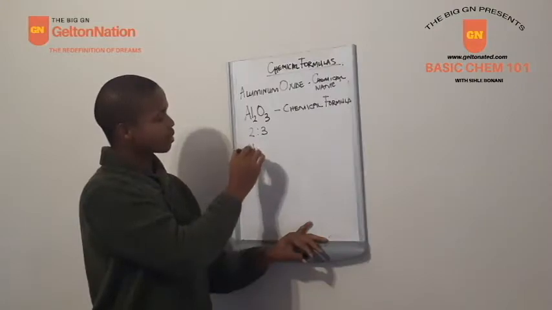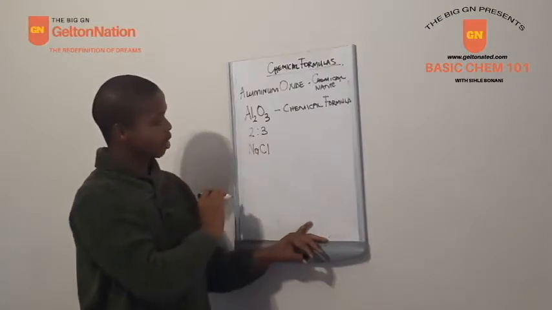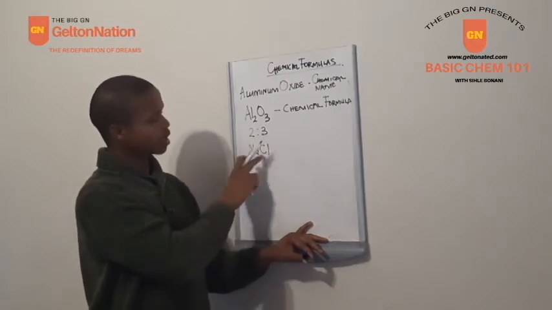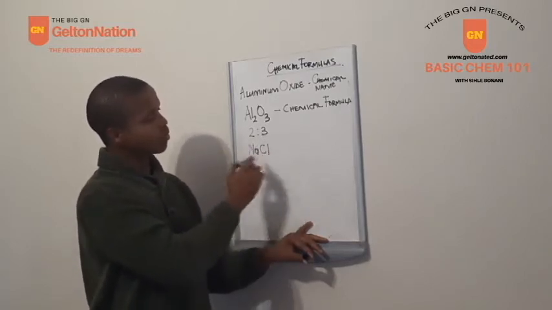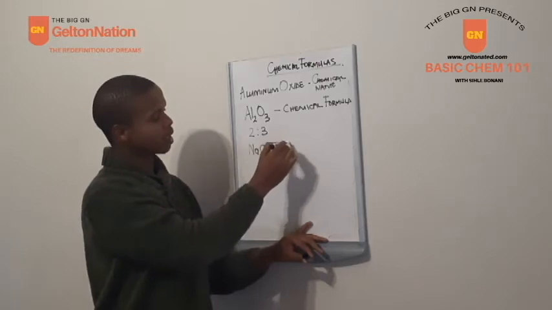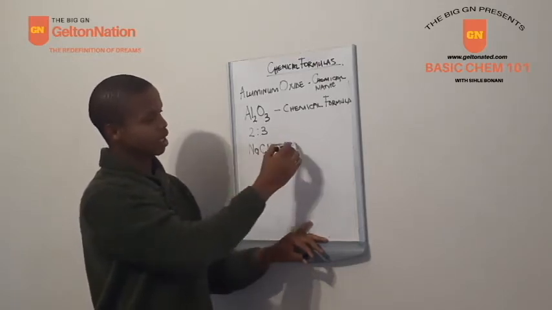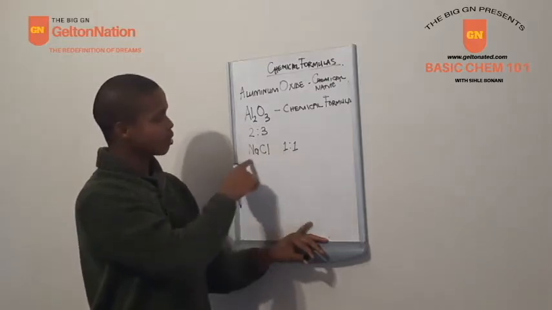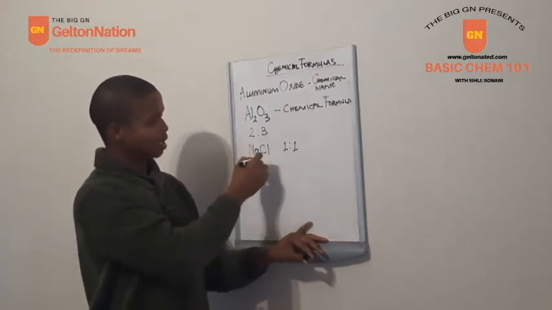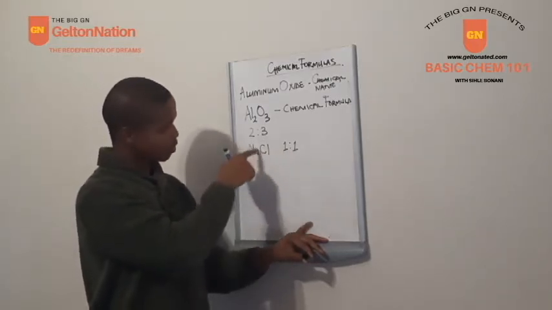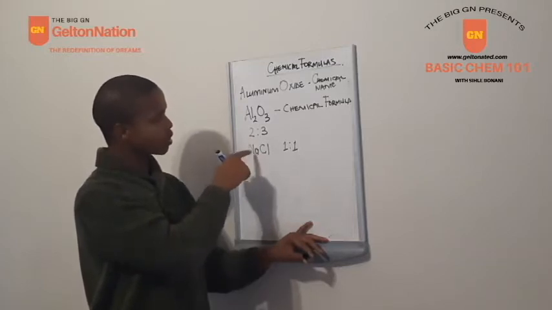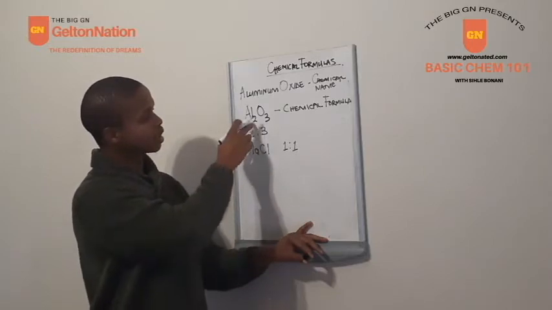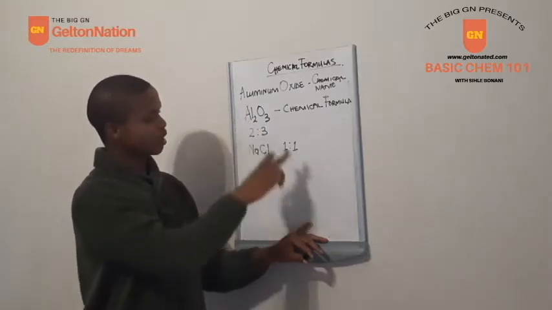Now, if you have, let's say, sodium chloride, it doesn't have the subscripts. So when there are no subscripts, you assume that the ratio is 1:1 for sodium chloride. So when there's nothing written, it means you have one of an atom. But when you are given, like in aluminium, it means you have two.